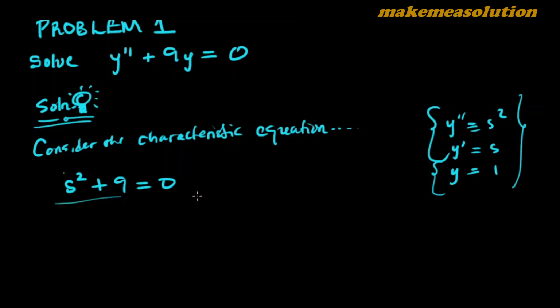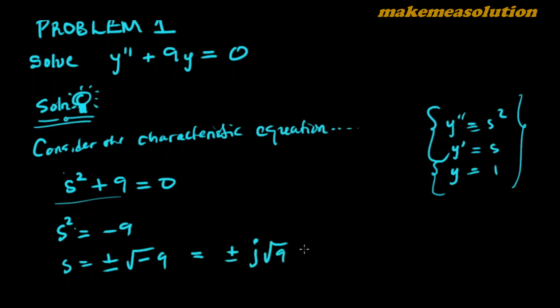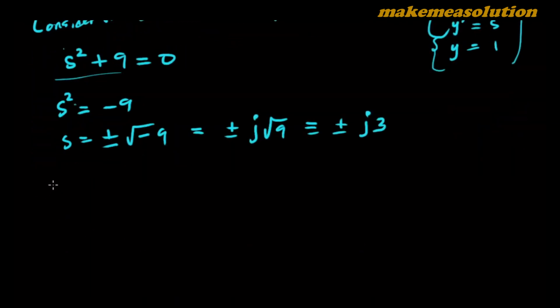So this is what you arrive at as your characteristic equation, and when you solve this characteristic equation you're going to get s squared is equal to minus 9, and s is equal to plus or minus the square root of negative 9. This is plus or minus j root 9, and this is equal to plus or minus j3. So this is imaginary, so s is equal to plus or minus j3, and j is an imaginary value, or some people use i, so whatever you want to work with, it's okay. I like using j.